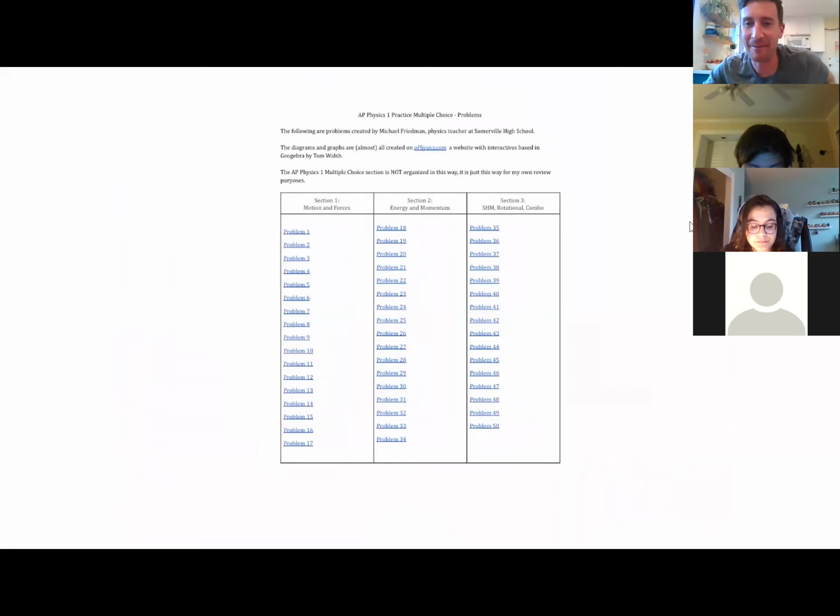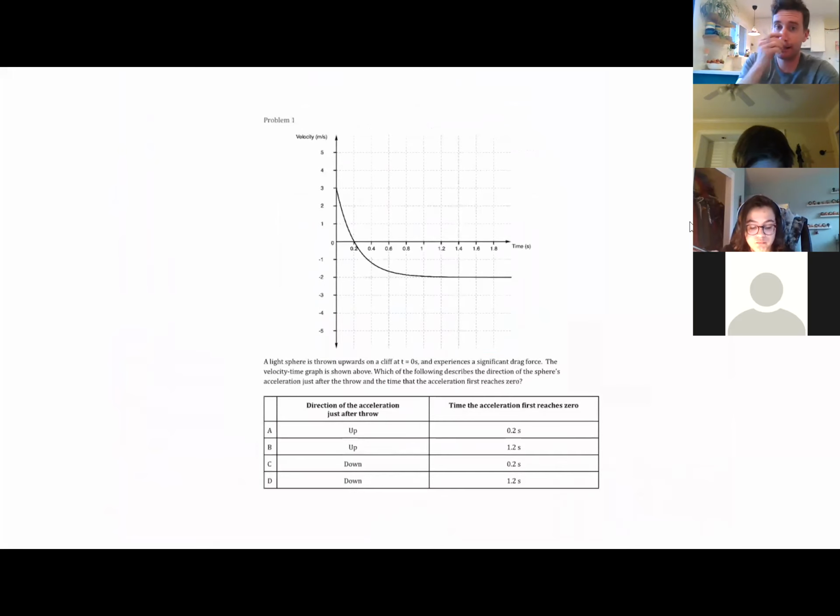Okay, so here we go. We're going to run through a bunch of different questions. These were created by Michael Friedman, credit where credit is due. These are unit by unit, and I really like these because they allow us to talk about what we're seeing in various pieces and talk a little bit about thought process.